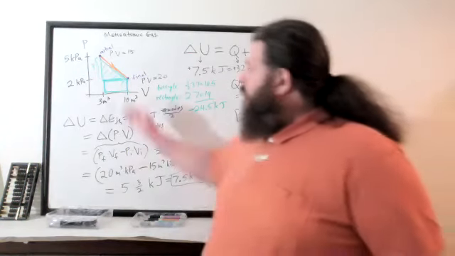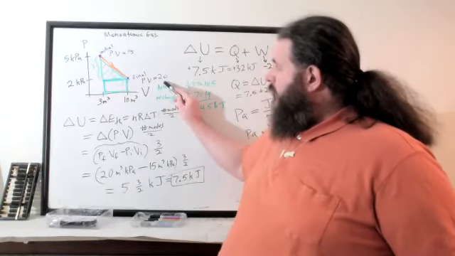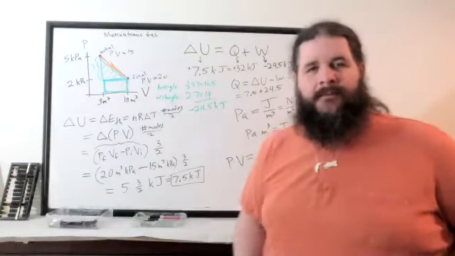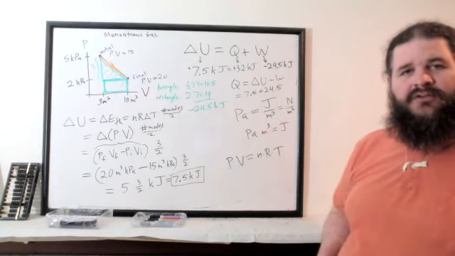So if we just calculate pressure times volume at the beginning and pressure times volume at the end and compare those, the value of pressure times volume has increased from 15 to 20. If this value has increased, then this value has increased also. So the temperature is rising.